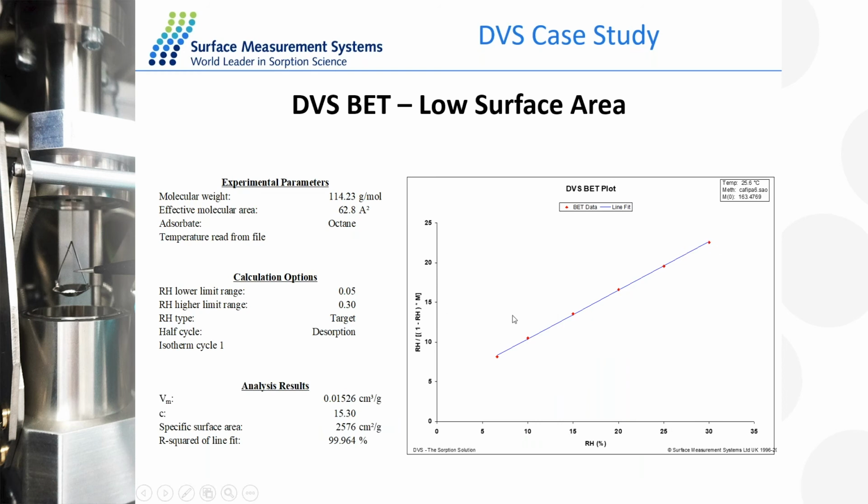From the slope of this line and the intercept, we can calculate that the BET surface area of this lactose sample is about 0.25 square meter per gram, with a very good linear regression. This value is quite consistent with the reported value for lactose in the literature as well. So this demonstrates the potential of DVS for the determination of low surface area materials.